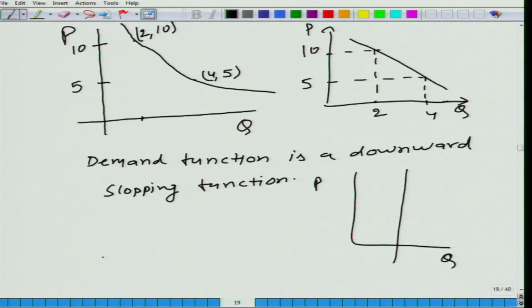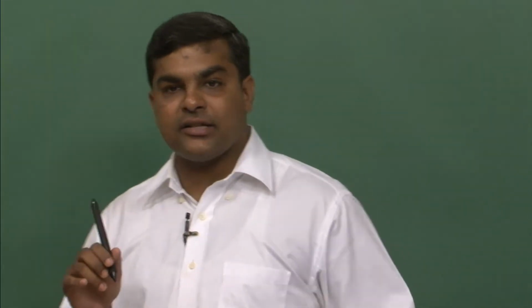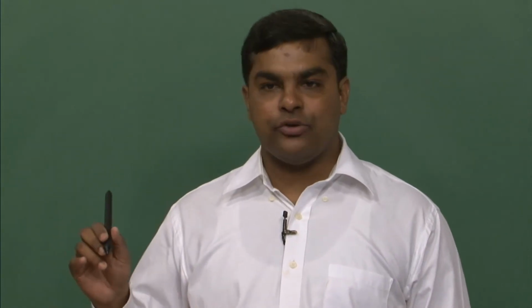Any question about it, that demand is a downward sloping function? Two reasons that we have figured out why demand is a downward sloping function: availability of alternatives and diminishing marginal value. Two reasons.